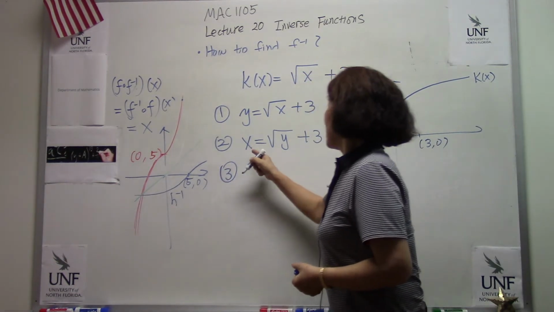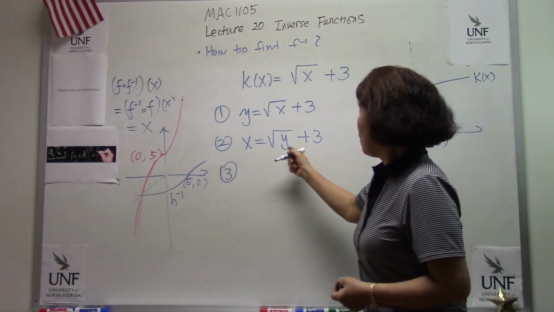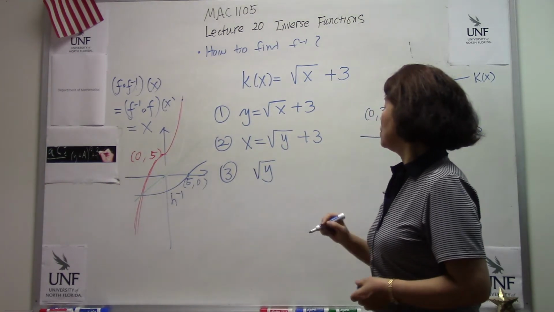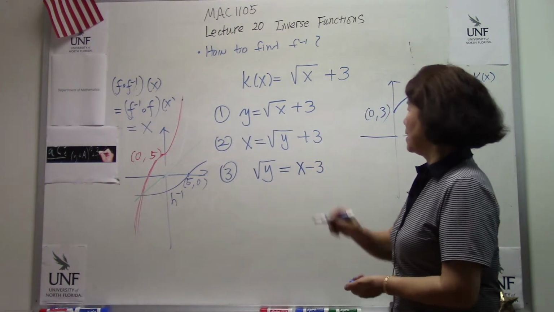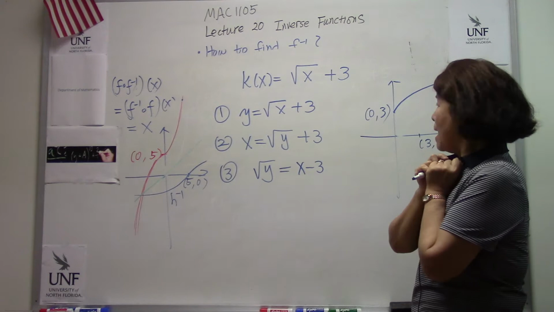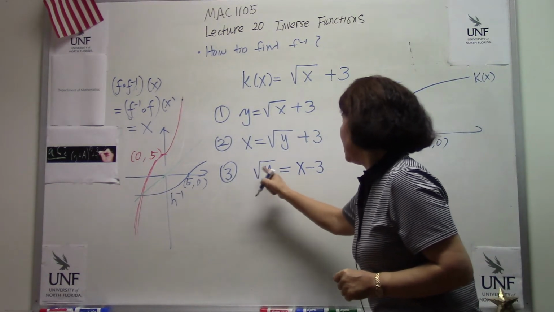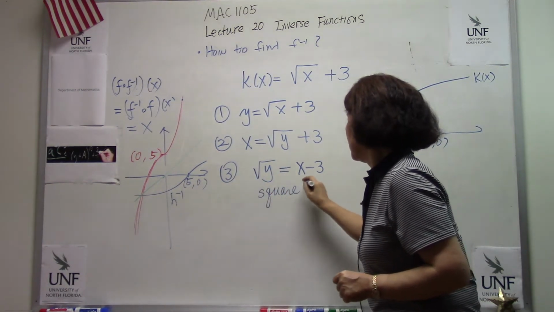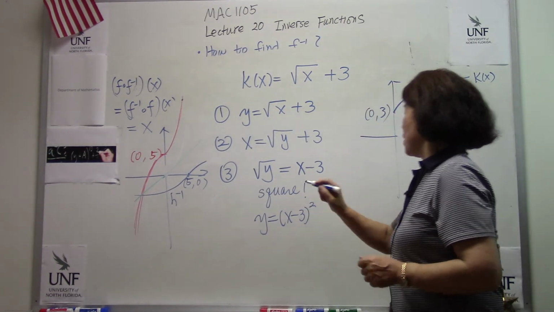Number 3 is we are going to solve for y. So we are going to leave y by itself. So instead of y, yes, we start with the square root of y, subtract 3 from both sides, make it x minus 3, right? Subtract 3 from both sides. So now what do we do? y equals, we need to leave y by itself, so we are going to square both sides. So y equals x minus 3 squared.